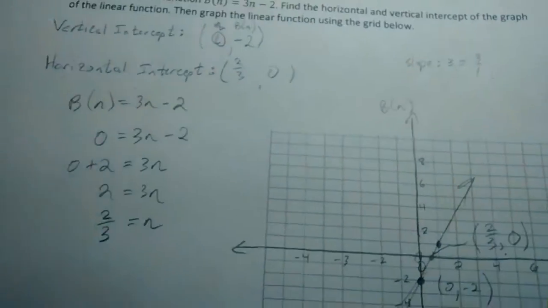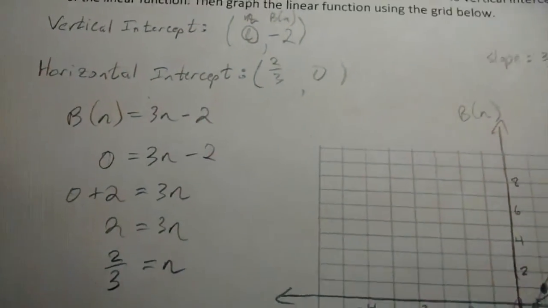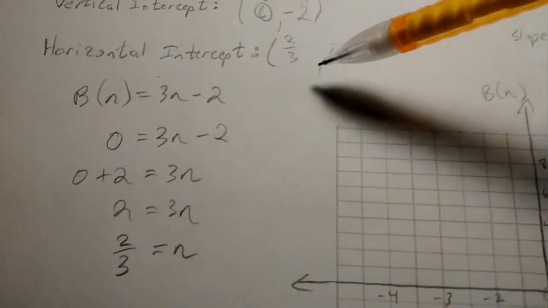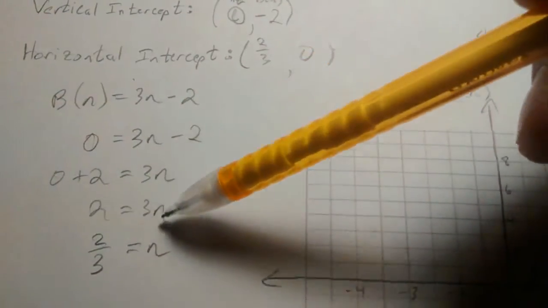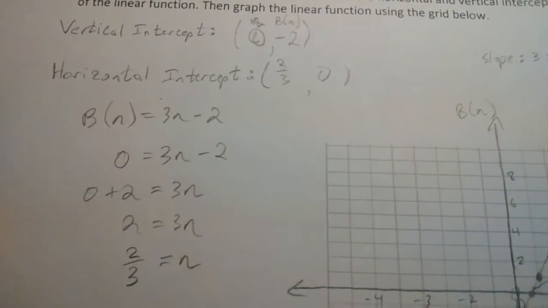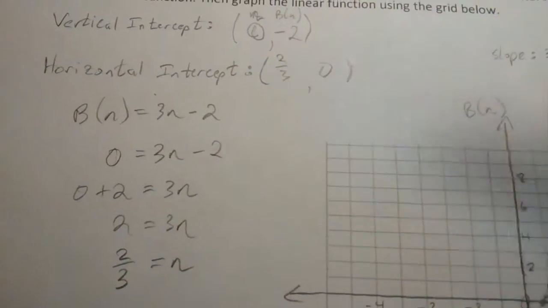I outline this procedure in your reading activities. And so replacing this output variable with 0 and solving for the input is a nice algebra cheating way to find out this coordinate here.